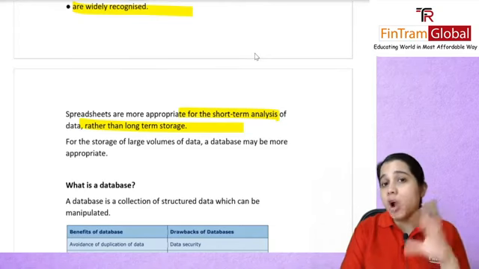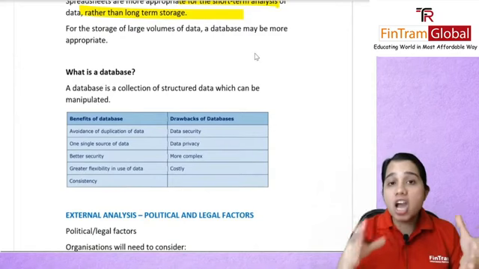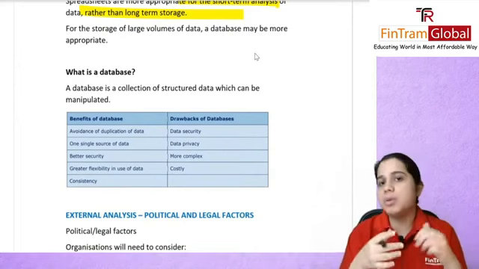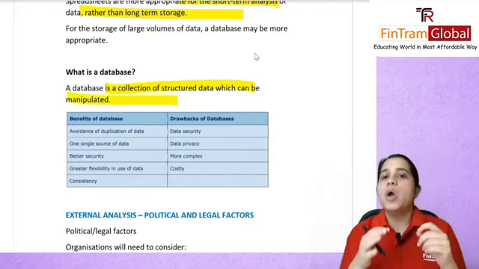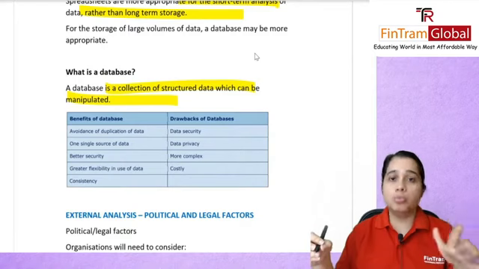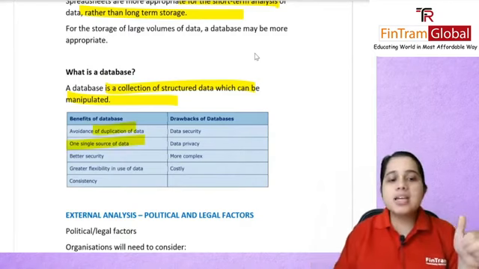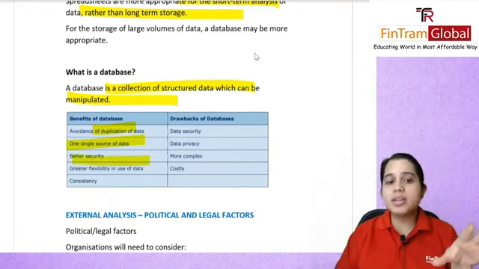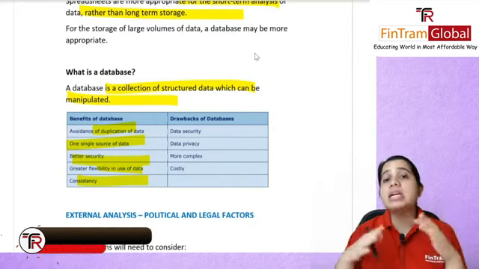However, what is a database and how is it different? For large volumes of data, a database will be preferred to a spreadsheet. A database is a collection of structured data which can then be manipulated. Its advantage is that there will be avoidance of any duplication or repetition of your data. There is one single source of data, better security than your Excel, greater flexibility, and it is very consistent.